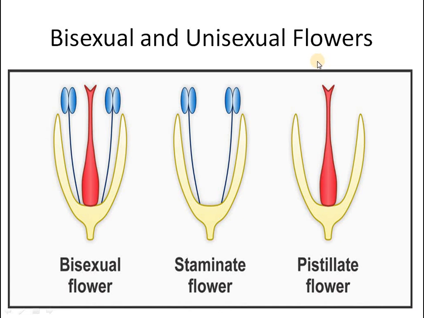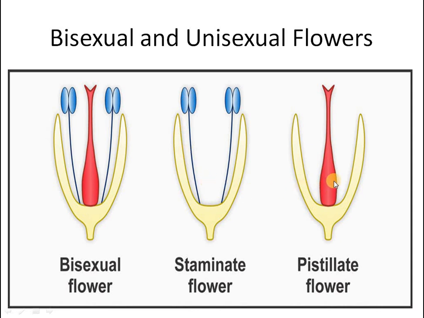Bisexual and unisexual flowers are again being explained in the form of diagrams here. If you can see, a bisexual flower contains both the female reproductive organ and the male reproductive organ. On the other hand, two other flowers being drawn here are unisexual flowers. Either they contain the male reproductive organ, which is the anther and filament. You see here in the staminate flower, you cannot observe any female reproductive organ. So this is a unisexual flower.